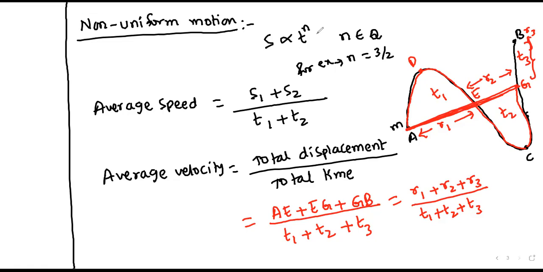Finish, sir? It's done. So in non-uniform motion, we are having that average speed and average velocity are different. Average speed and average velocity are different. Okay?